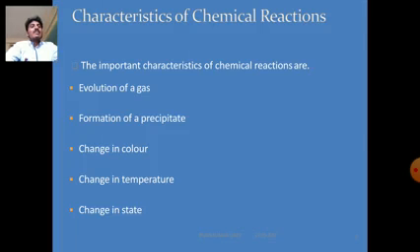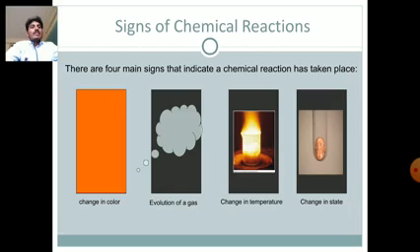Next, the characteristics of chemical reactions. The important characteristics of a chemical reaction: the first one is the evolution of gas. Next one, the formation of a precipitate. Third one, change in color. The fourth one, change in temperature. And the fifth one, change in state. These are the main signs that indicate a chemical reaction has taken place: the change in color, the evolution of gas, the change in temperature, and the change in state.